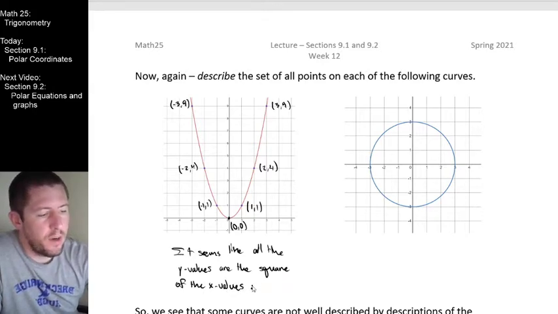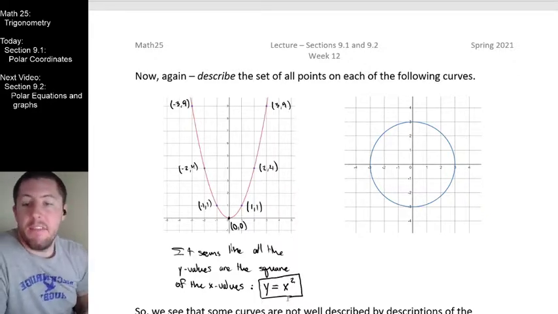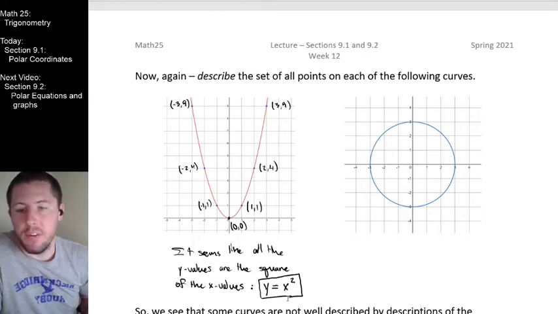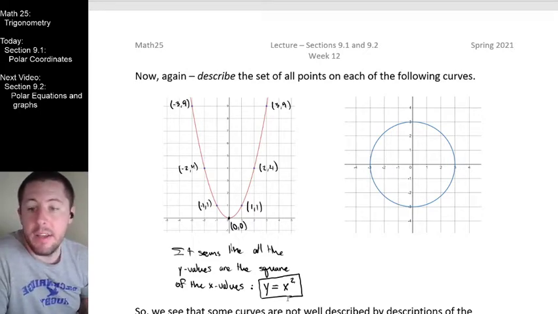Therefore, what is a good descriptor of this line? It should be the line where all the y values are the square of the x value, right? So by verbally describing the line, that gave me a very clear way to define the relationship between the x and the y values that we're seeing out there.